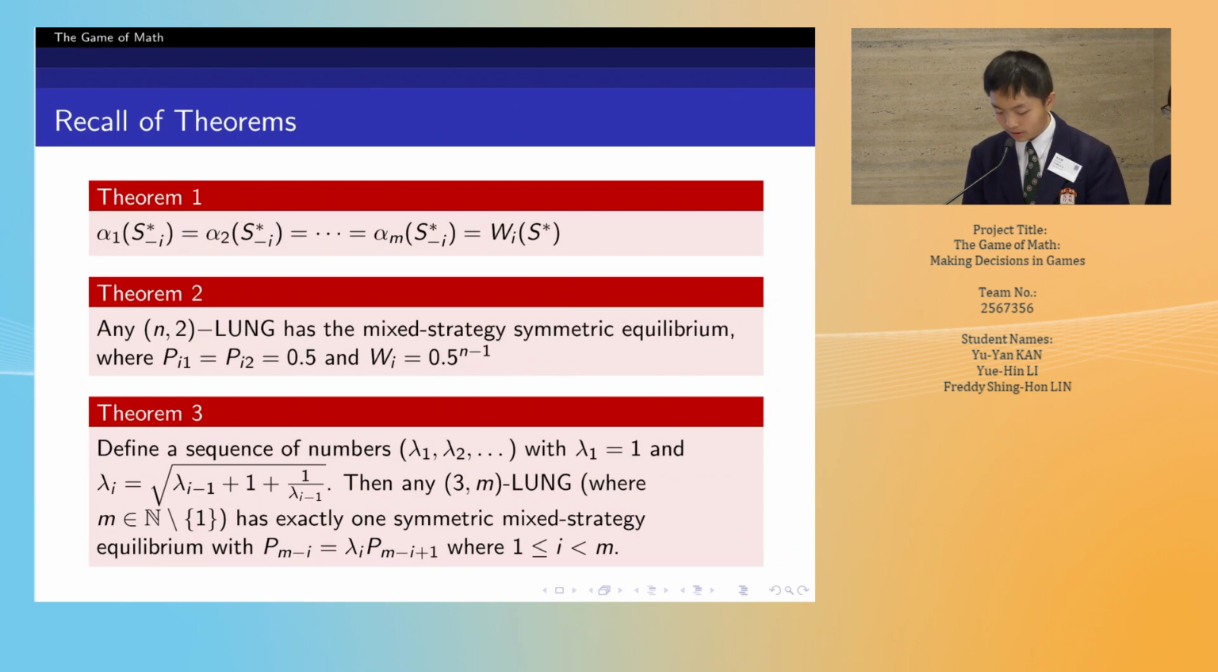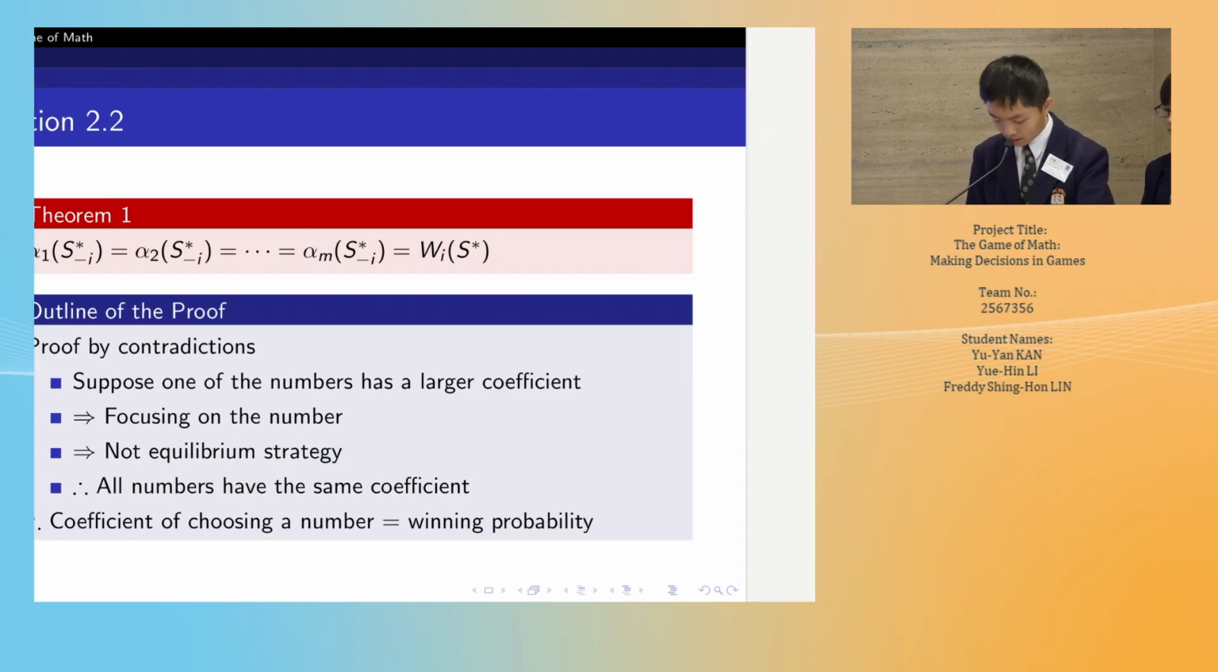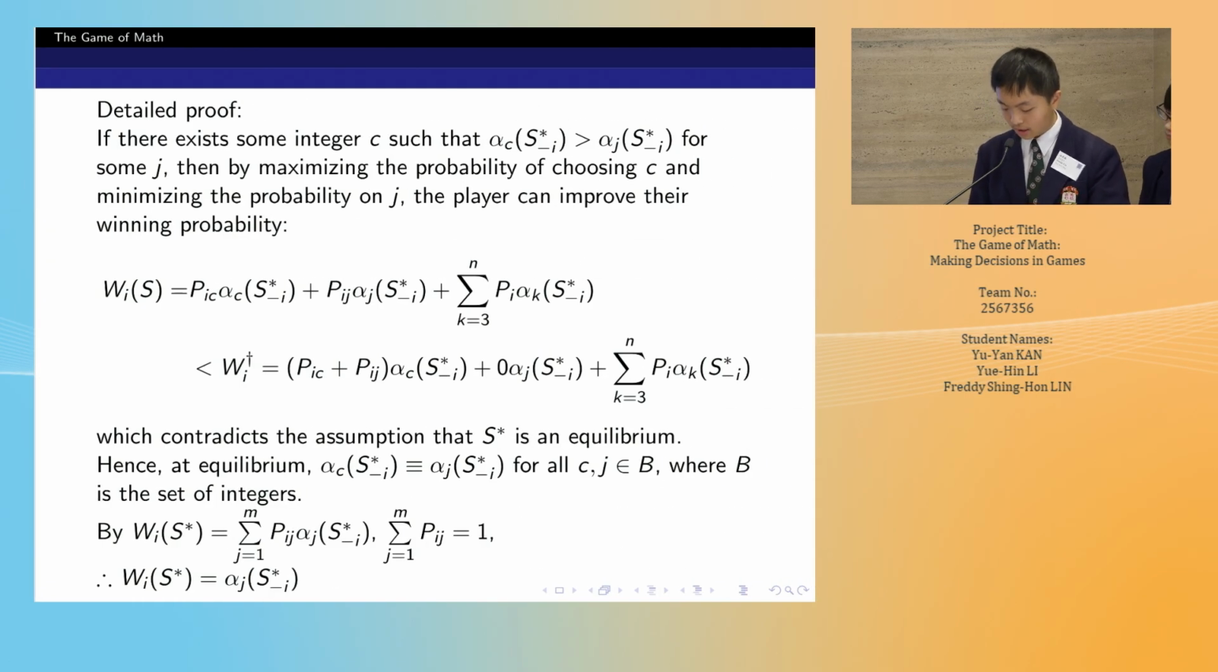So here we recall the three main theorems for LON. We'll outline their idea of the proof rather than going through our computation details. So starting with Theorem 1, it states that in a symmetric Nash equilibrium, the coefficients alpha j of all numbers are equal. So here we prove by contradiction. Assume that a coefficient is strictly larger. A player can increase their winning probability by choosing the corresponding number more frequently without changing anyone else's strategy. This contradicts the definition of an equilibrium. Therefore, in a symmetric Nash equilibrium, all coefficients must be equal.